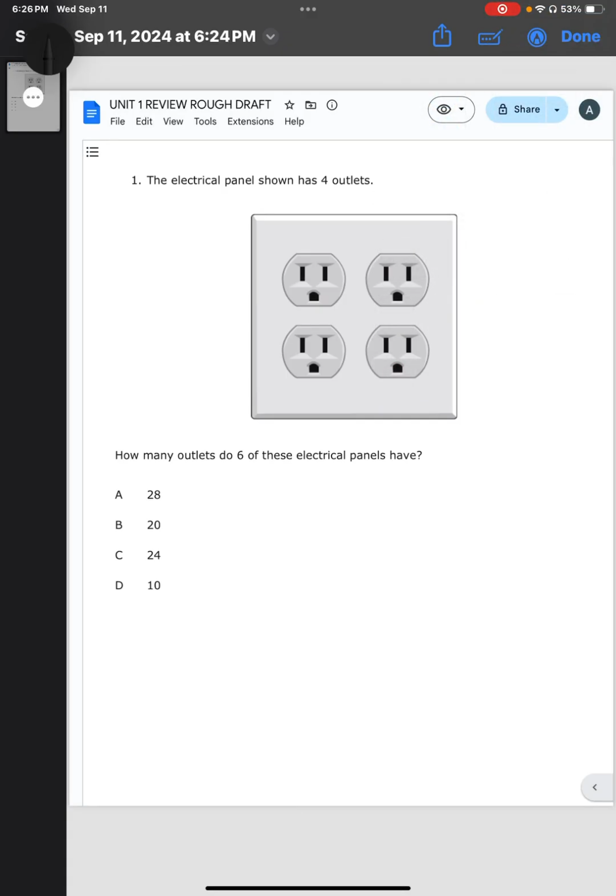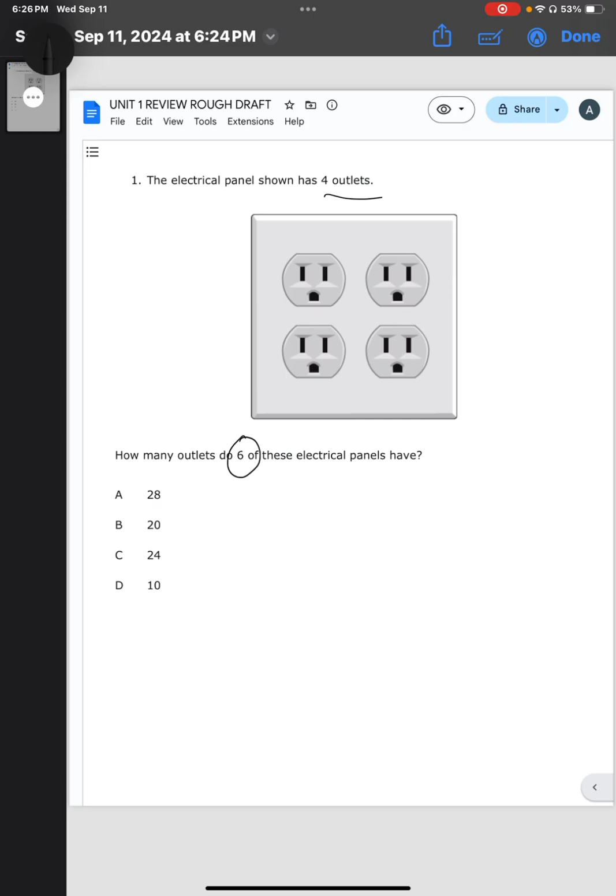This is going to be the first video in the Unit 1 test review or Module 1 test review. This video will cover questions 1 through 3. Problem 1 says, the electrical panel shown has 4 outlets. How many outlets do 6 of these electrical panels have?